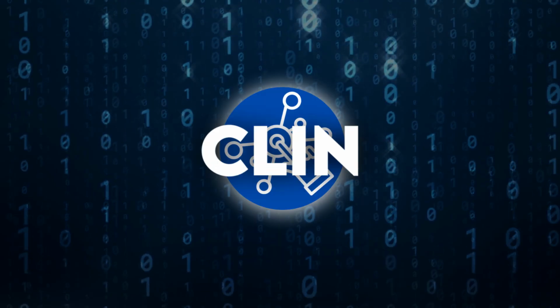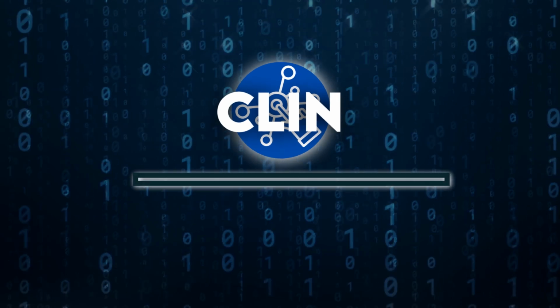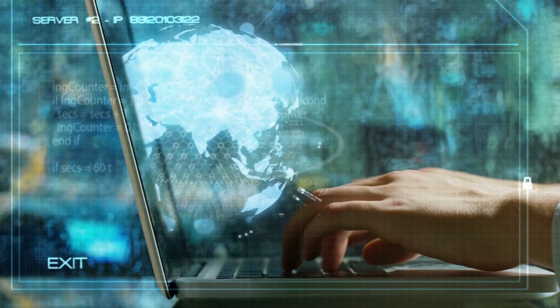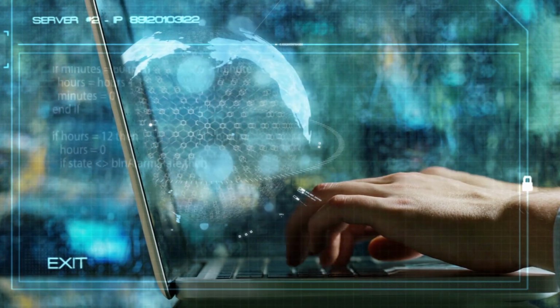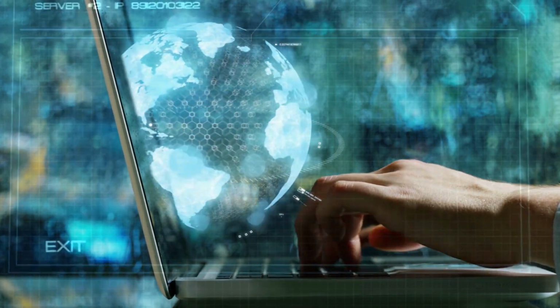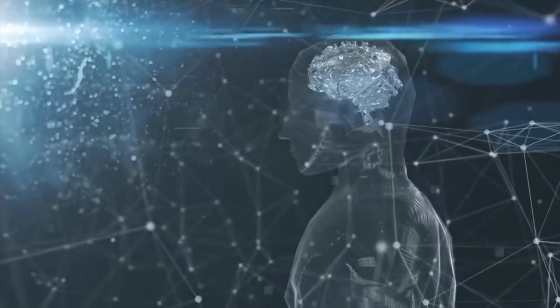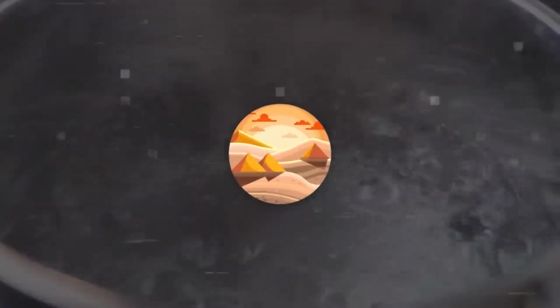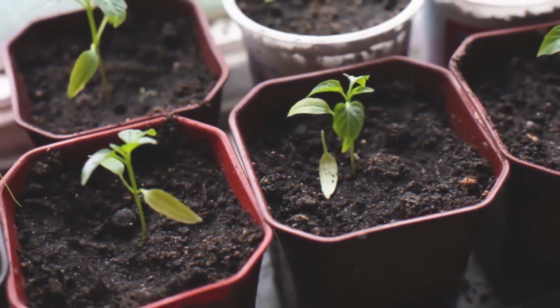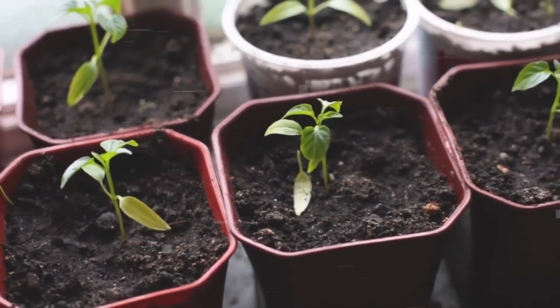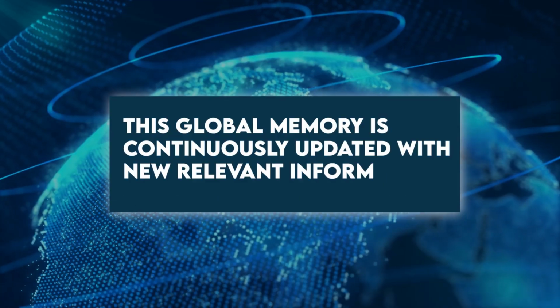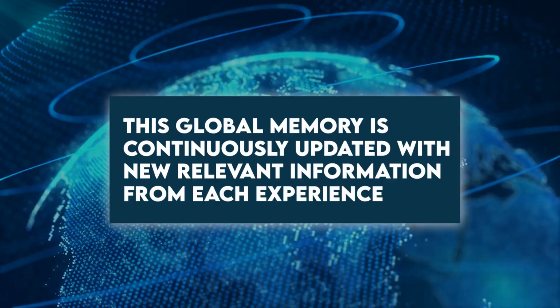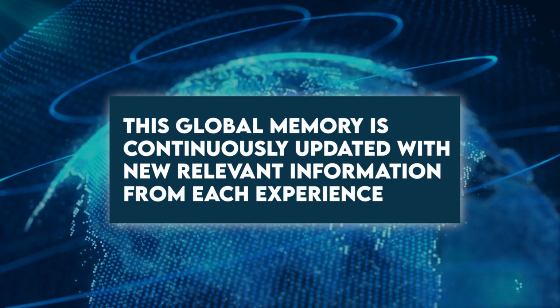CLIN operates with two distinct memory systems, global and local memory. Global memory is more long-term and dynamic. It holds what we call causal abstractions, which are explanations of how certain actions lead to particular results. For instance, understanding that boiling water needs heat, or that plants grow with water and sunlight, are types of causal abstractions. This global memory is continuously updated with new relevant information from each experience.